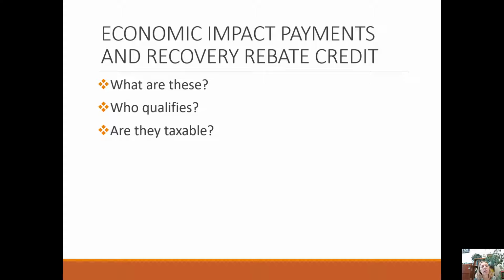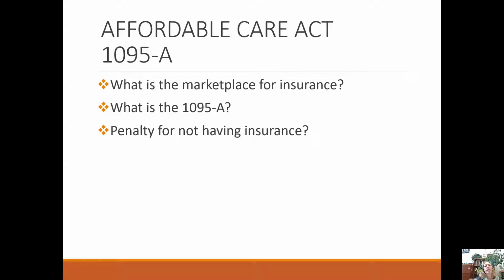Okay, the second piece I want to look at is the economic impact payments, and that credit called the recovery rebate. Third thing here is the Affordable Care Act. Okay, it doesn't really have a whole lot to do with taxes anymore because of the Tax Cuts and Jobs Act, but a lot of people still get their insurance off the marketplace, and they still get this form called a 1095A. You guys need to understand how to ask the question and make sure they give you the right documentation.